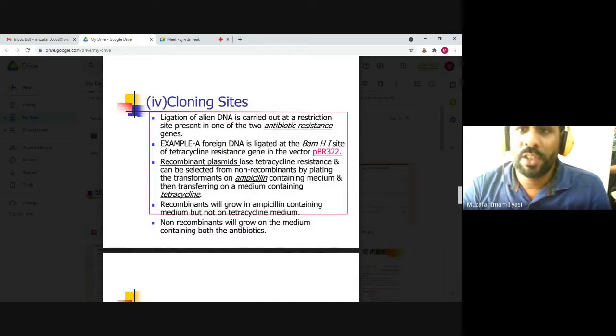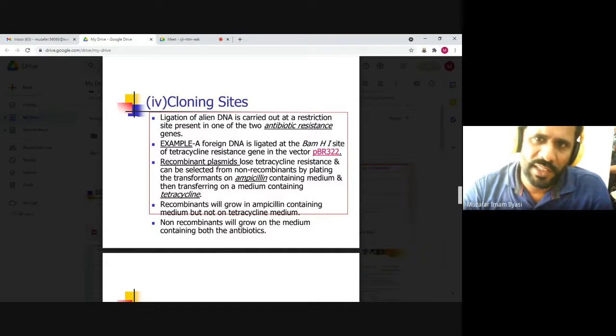Now the discussion about the cloning sites. Ligation of alien DNA is carried out at a restriction site present in one of the two antibiotic resistance genes. Example: a foreign DNA is ligated at the BamHI site of the tetracycline resistance gene in the vector pBR322. Recombinant plasmids lose tetracycline resistance and can be selected from non-recombinants by plating the transformants on ampicillin containing medium and then transferring on a medium containing tetracycline.